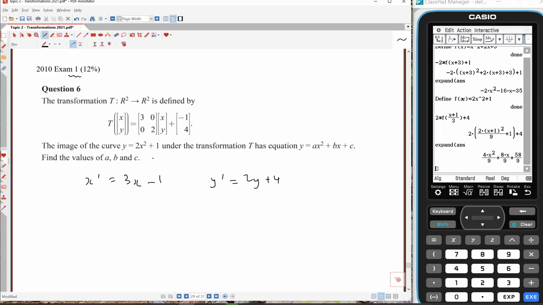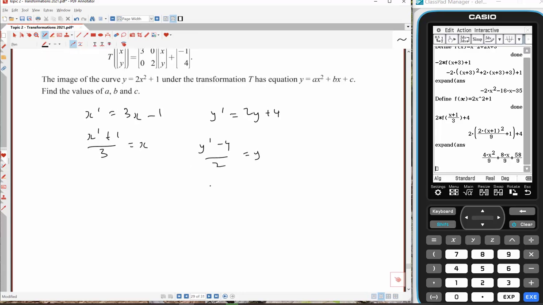Okay, so what we need to do is make x and y the subject, so I can pop it into the original so I can create the image. X dash plus 1 on 3 equals x, and y dash take 4 on 2 equals y. All right, let's pop them in. So I've got y dash take 4 all on 2 equals 2x plus 1 on 3 all squared plus 1.